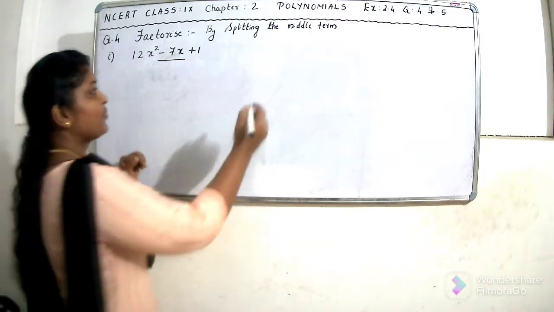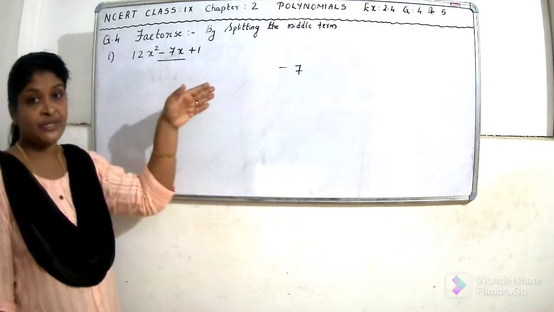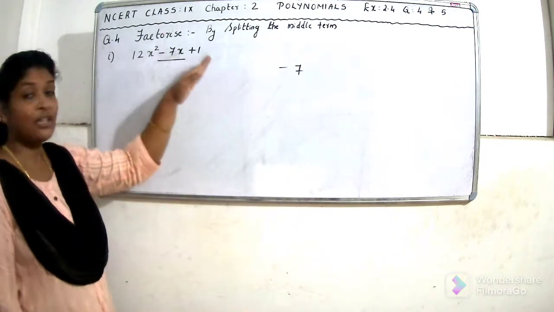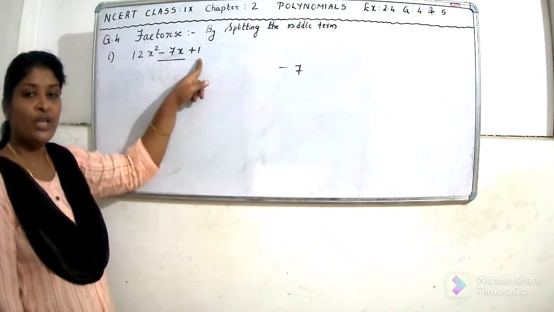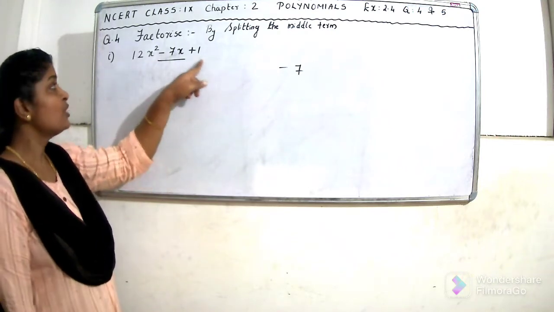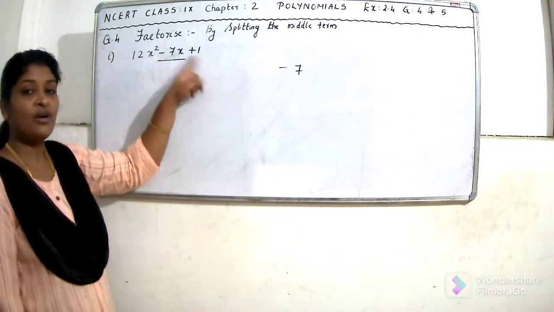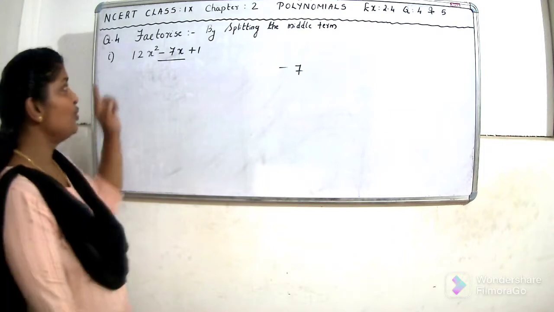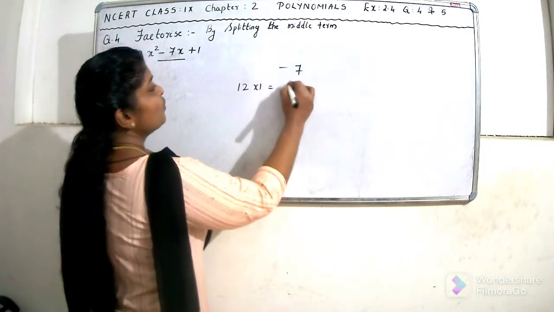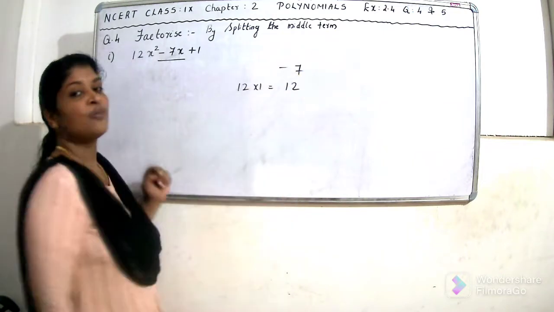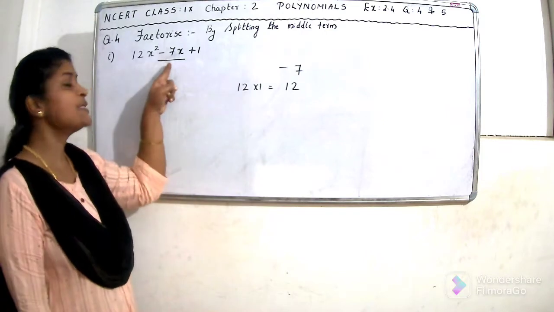So negative 7. Now the end terms are the first term and the last term. Here x² is the variable, and in the last term there is no variable, it is a constant. So the numerical coefficients here are 12 and 1, and we take their product. So 12 into 1 is equal to 12. So we take these two numbers, and we try to split this middle term.